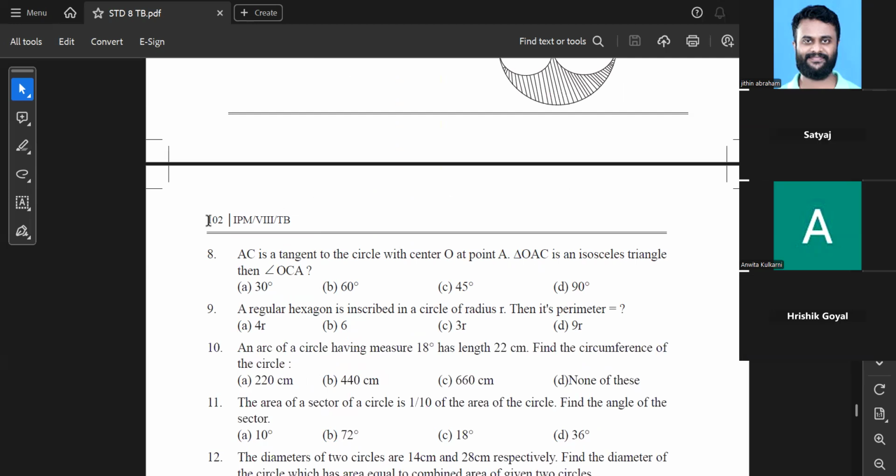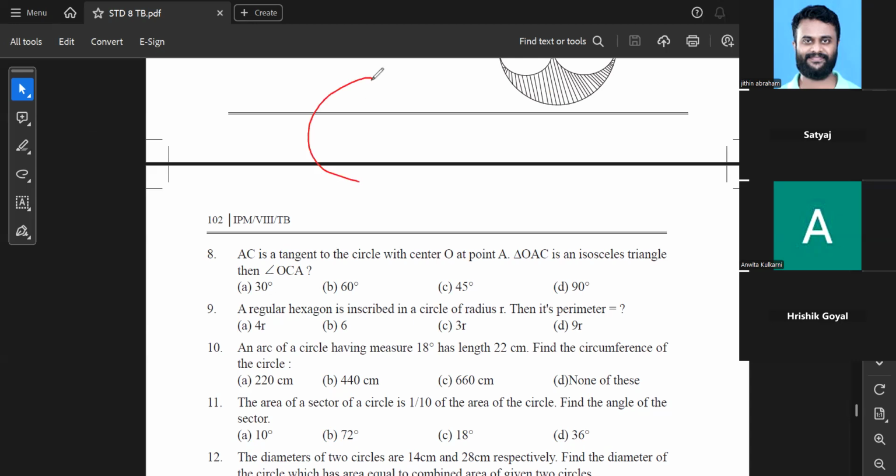Sir, there is a printing error in the ninth one. It should be 6R, which is the answer, option B. It should be R. There is no R. Ninth: a regular hexagon is inscribed in a circle of radius r. Yeah, that makes sense. Then its perimeter is how much?